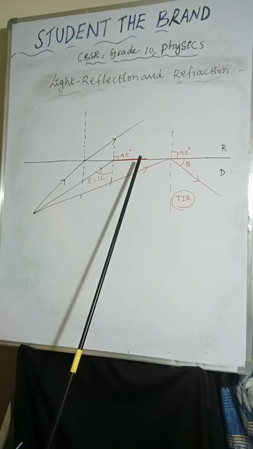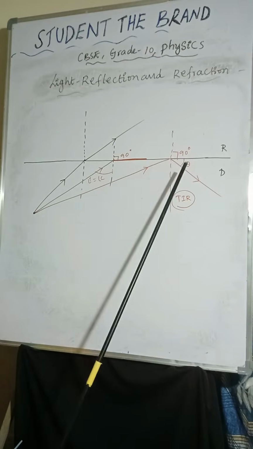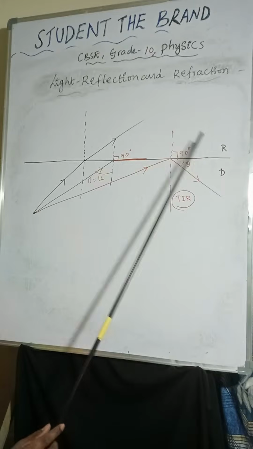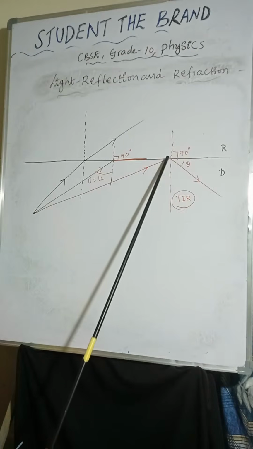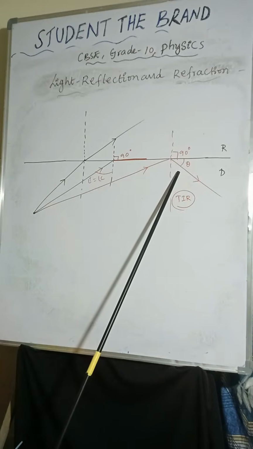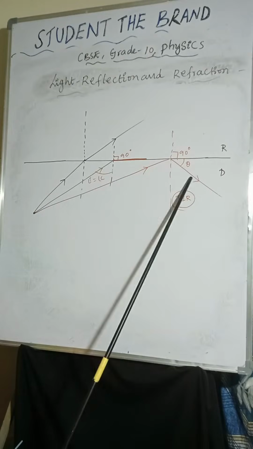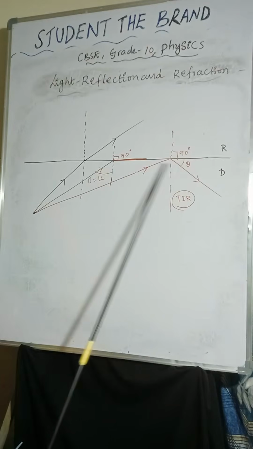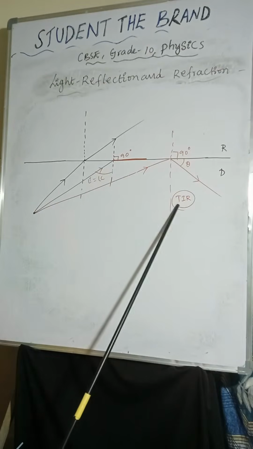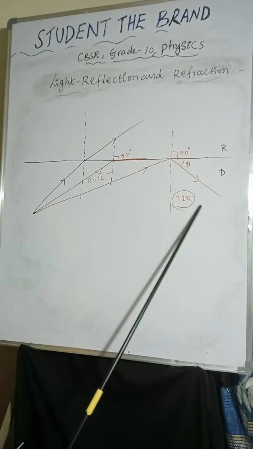And here you can observe light rays passing from denser to rarer. At the point of interface, it makes more than 90 degrees, here 90 plus theta. Then this refracted ray reflects back into the same medium, that is the denser medium. This is total internal reflection.